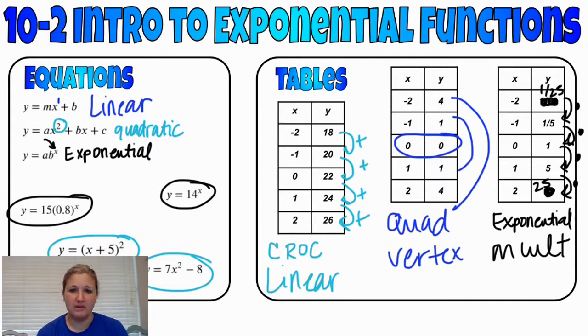And on all the tables, it's going to start off with -2, -1, 0, 1, and 2. So you don't have to worry about what if that changes. So all those are going to be the same.